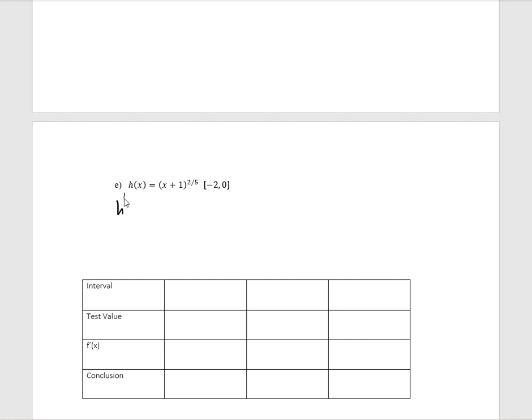First, start with our derivative. Chain rule says we take the 2/5 on the outside, leave the inside alone, subtract 1 from the exponent, and then multiply by the derivative of the inside. Notice that's no big deal. However, I am going to rewrite this a little bit.